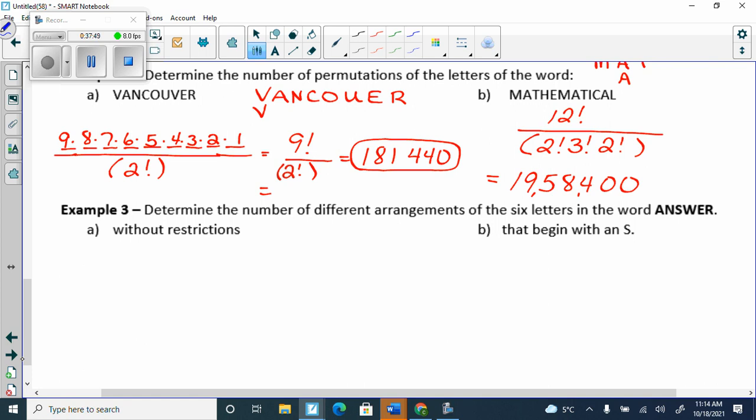So 3 says the word answer. Does answer have any doubling or tripling letters? A-N-S-W-E-R. If you literally just rewrite the word, there are no doubling or tripling letters, right? So my denominators, yep. That you wrote down.